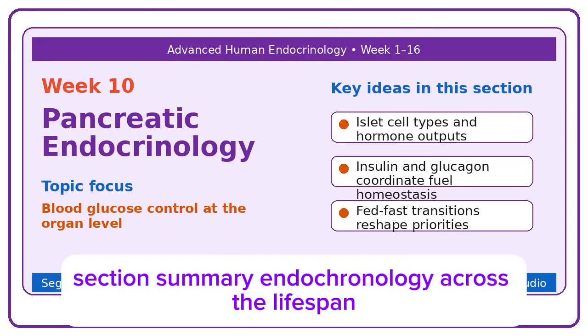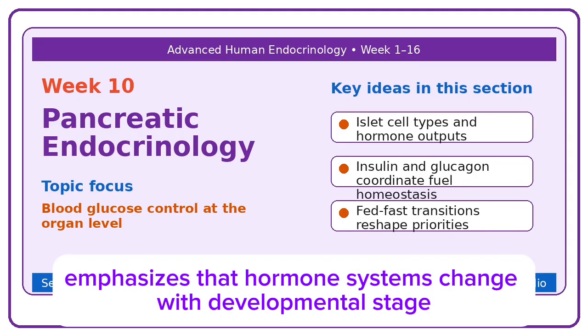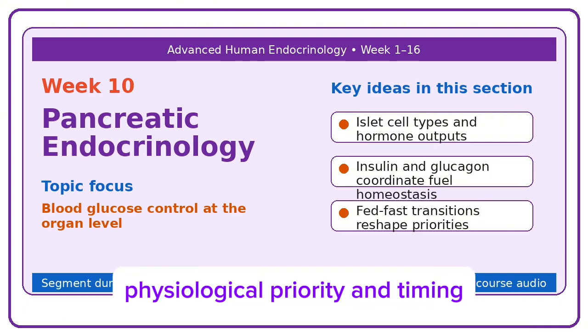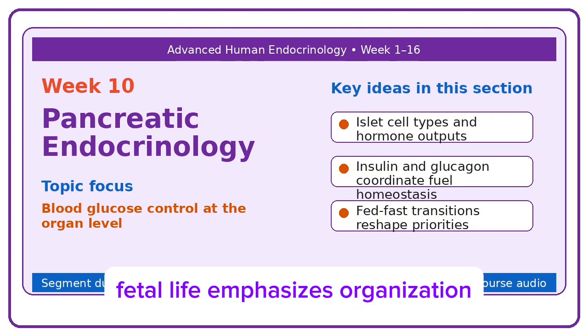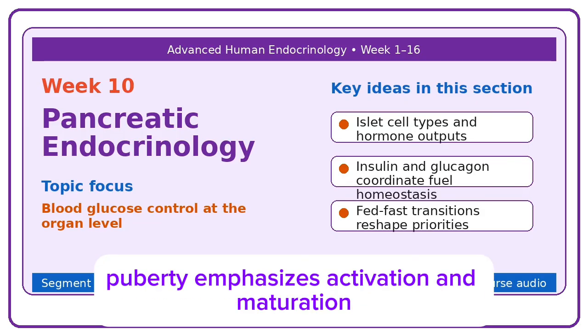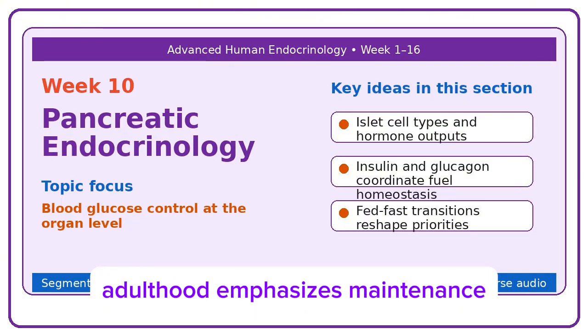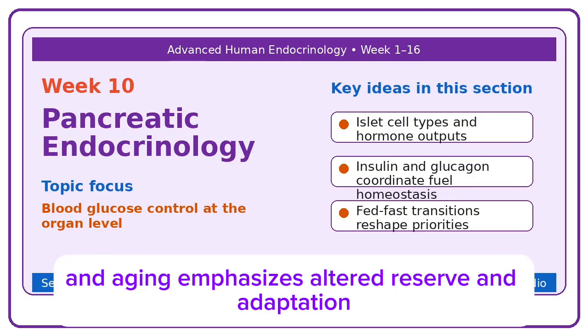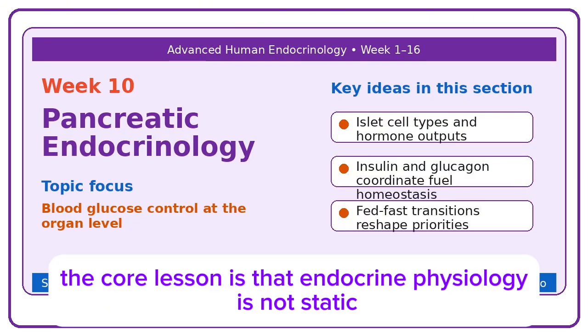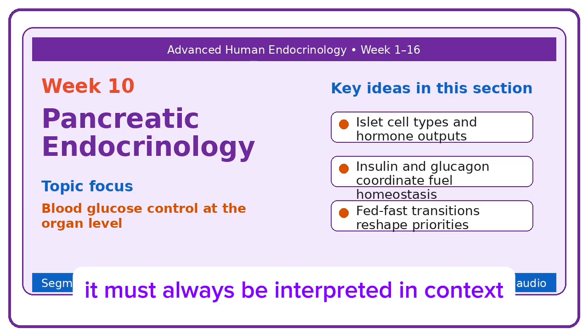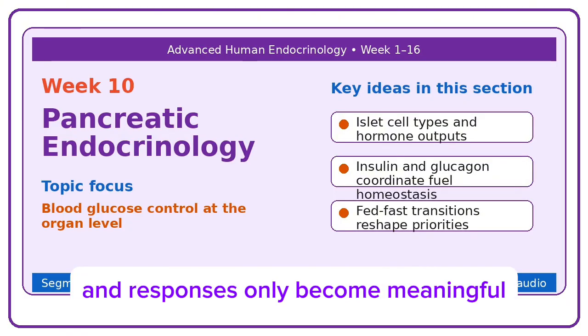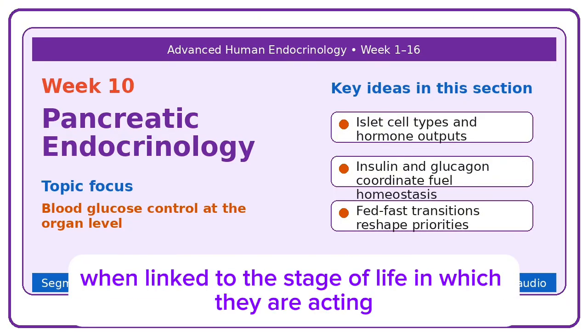Section summary. Endocrinology across the lifespan emphasizes that hormone systems change with developmental stage, physiological priority, and timing. Fetal life emphasizes organization, childhood emphasizes growth, puberty emphasizes activation and maturation, adulthood emphasizes maintenance, and aging emphasizes altered reserve and adaptation. The core lesson is that endocrine physiology is not static. It must always be interpreted in context. Hormone levels, rhythms, and responses only become meaningful when linked to the stage of life in which they are acting.